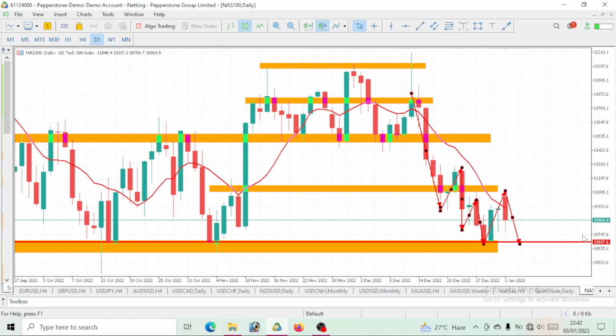So that is to tell you that the next day we expect Nasdaq 100 to give us a bearish move. As you can also see, it is still trading below the 10 period moving average. So since it is still trading below our moving average, then I think we all should go ahead and sell on this Nasdaq 100.